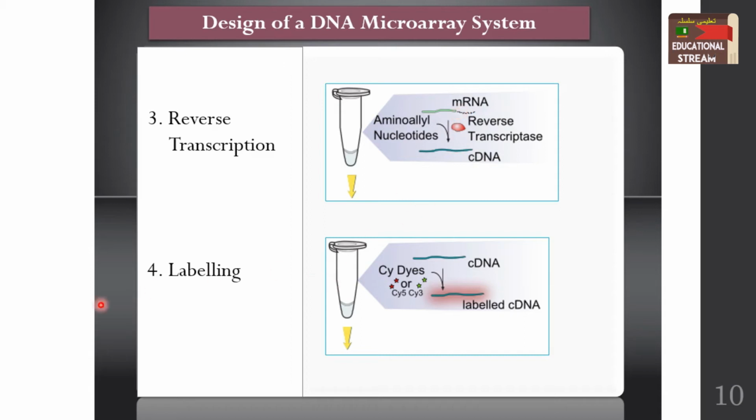Then the next step is labeling. Now there is a need to label the cDNA from the two different kinds of cells, and we label these with two different colors. Here you can see that we have the Cy5 dye and the Cy3 dye. Cy5 dye will give the red color, and Cy3 dye will label with green fluorescence. So we will label the two cDNA molecules. This is the unlabeled one and this is the labeled one. As you can see, its boundary shows that it is now labeled. So we will label the molecule.